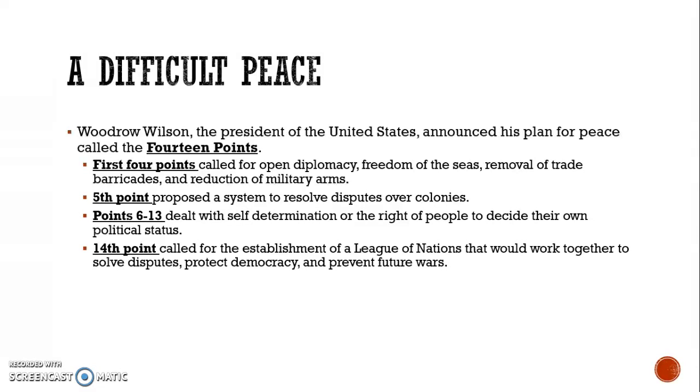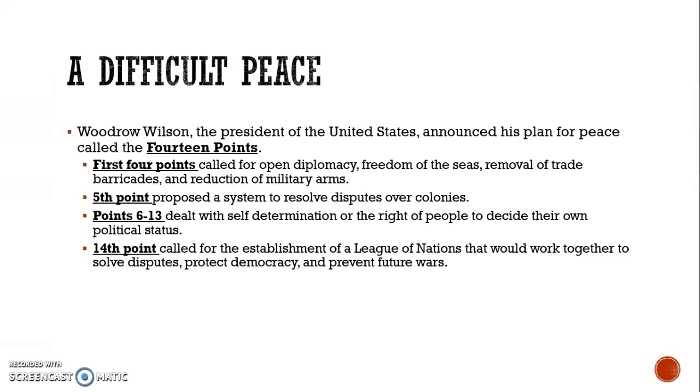Woodrow Wilson, the President of the United States, had already announced his plan for peace called the 14 Points. The first 4 points called for open diplomacy, freedom of the seas, removal of trade barriers, and reduction of military arms, attempting to get rid of some of the things that caused World War I, such as militarism. The 5th point proposed a system to resolve disputes over colonies. This was hoping to help with imperialism.